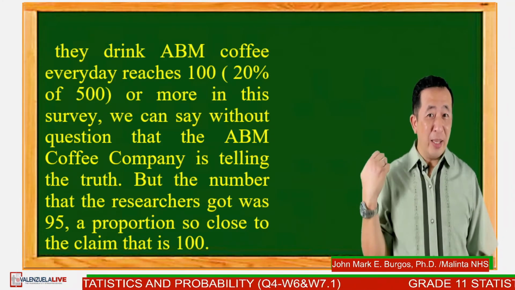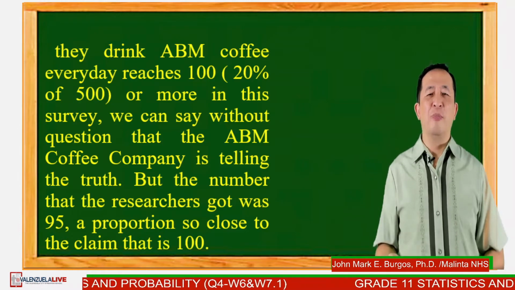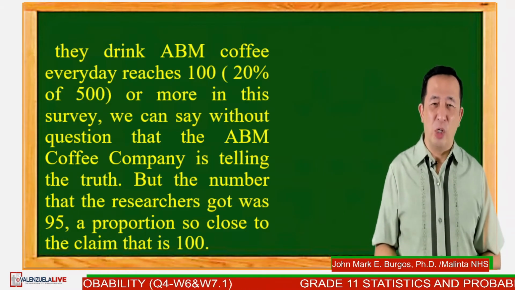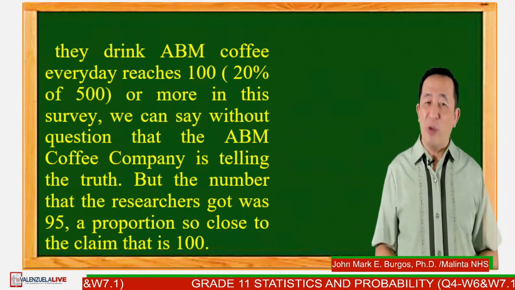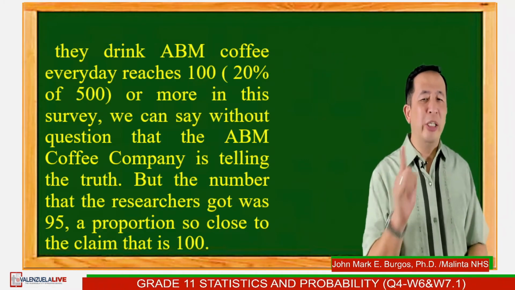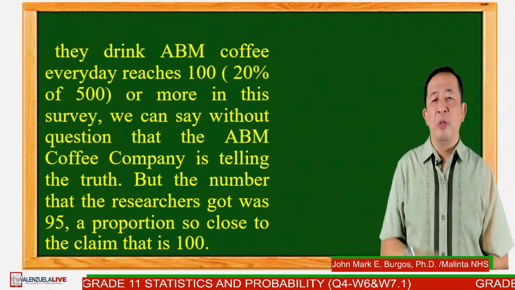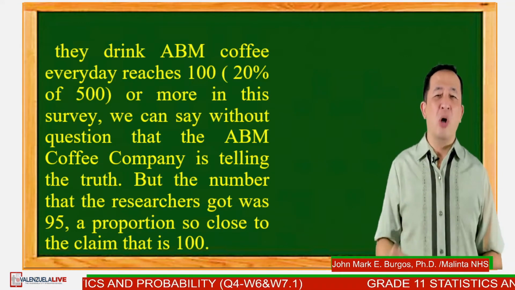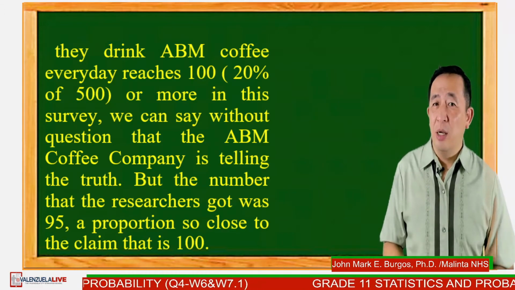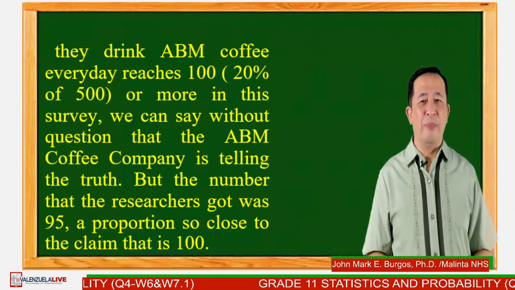Can we accept it? You know that it is possible to get a different set of responses if we get a different sample of 500 residents. Now, in order to make a correct decision, we need to set up the rejection region. So the question is, what is the rejection region?